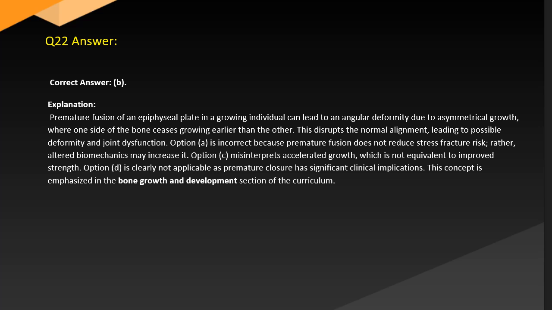Premature fusion of an epiphyseal plate in a growing individual can lead to an angular deformity due to asymmetrical growth, where one side of the bone ceases growing earlier than the other. This disrupts the normal alignment, leading to possible deformity and joint dysfunction. Option A is incorrect because premature fusion does not reduce stress fracture risk. Rather, altered biomechanics may increase it. Option C misinterprets accelerated growth, which is not equivalent to improved strength. Option D is clearly not applicable as premature closure has significant clinical implications. This concept is emphasized in the bone growth and development section of the curriculum.